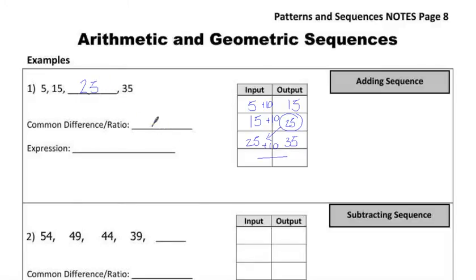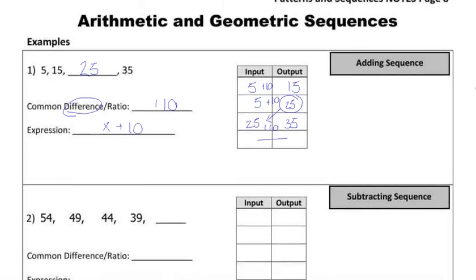Now, because we were adding 10, it's going to be a common difference, because remember, difference is that add, subtract 1. In the expression we're going to write, we're going to use a variable. So we're going to say x, which could be whatever number is the input, plus 10. So the input plus 10 is what is the rule. That's the expression. Let's look at the second one.